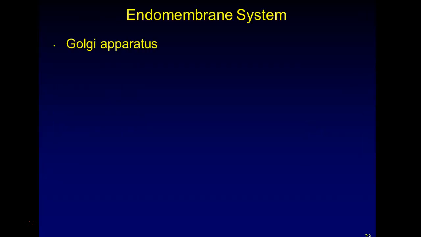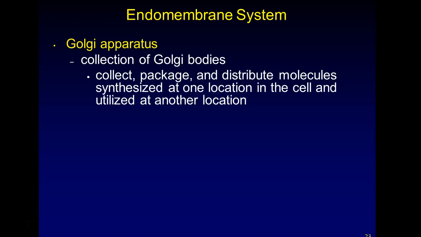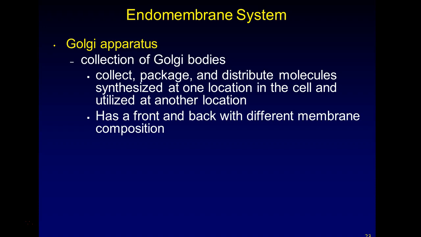Alright, the Golgi apparatus. Believe it or not, the Golgi apparatus is very complex, so we're going to spend a couple minutes talking about this. It's a collection of Golgi bodies. They collect, package, and distribute molecules synthesized at one location in the cell and used at another location. So materials made all over the cell go to the Golgi apparatus to be modified and then get shipped out to be used somewhere else. It has a front and a back with a different membrane composition, and this is really important.